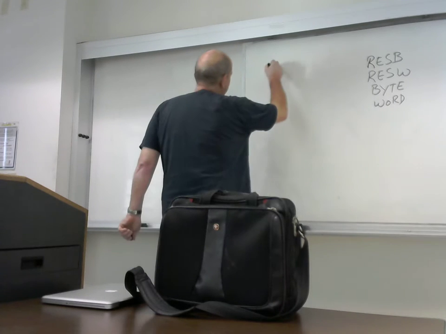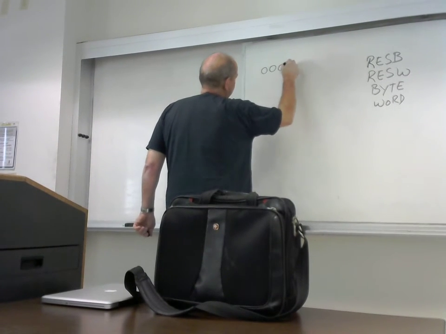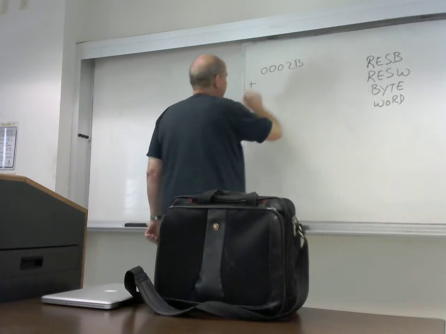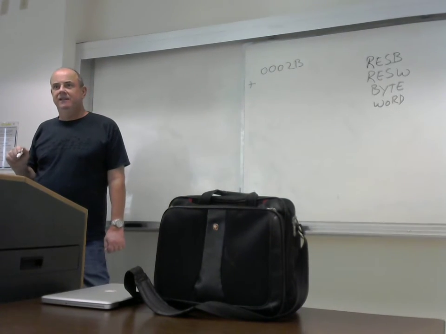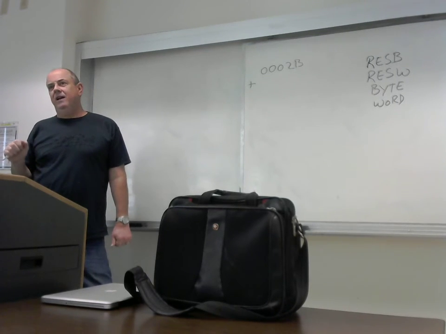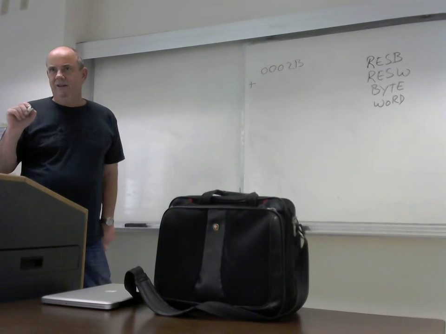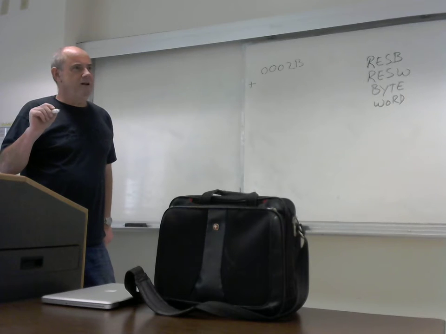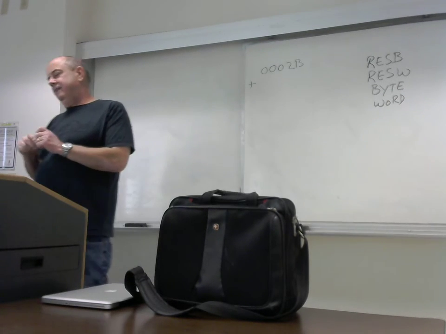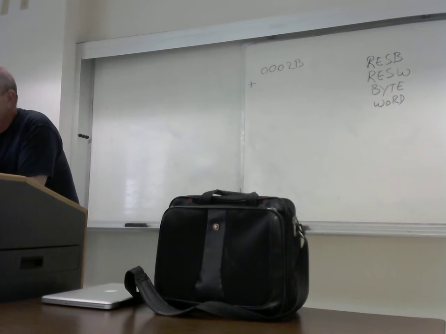Does everybody know where this came from? Where did that 2B come from? Does everybody know? That was from last time, and we're just going along. So the first line that has an address that's not 0 is which line? 8. 8 is 3, 9 is 6, so it's the size of the instructions that dictate the address.